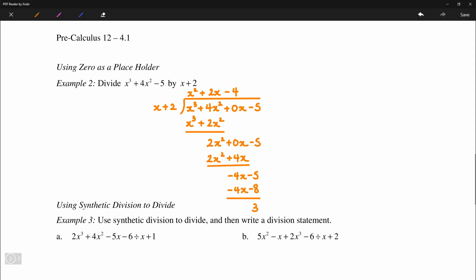Okay, so making a good habit out of writing the answer of these divisions as division statements. So we have, in this case, x cubed plus 4x squared minus 5 is equal to x plus 2 times x squared plus 2x minus 4, and then plus 3.